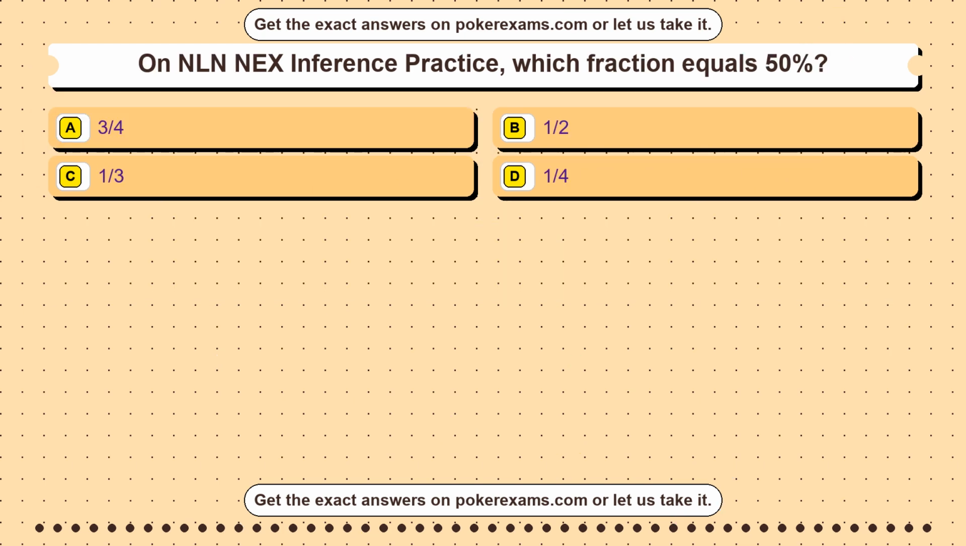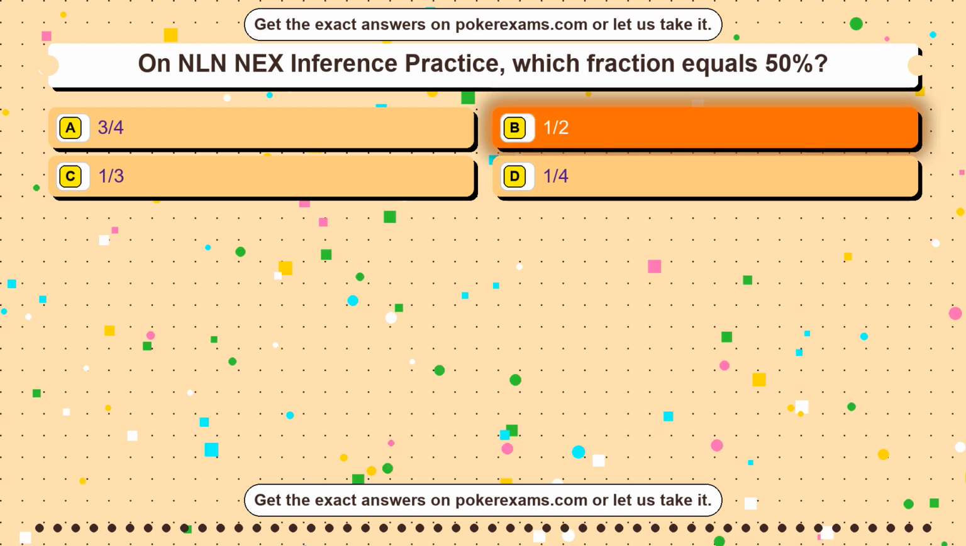Question 44. On get graphs and data practice, which writing choice improves clarity? Option A Ignore the prompt. Option B Use precise evidence. Option C Add unrelated facts. Option D Repeat the same sentence. The correct answer is option B.